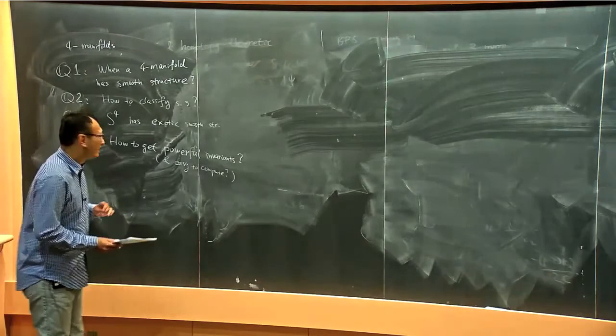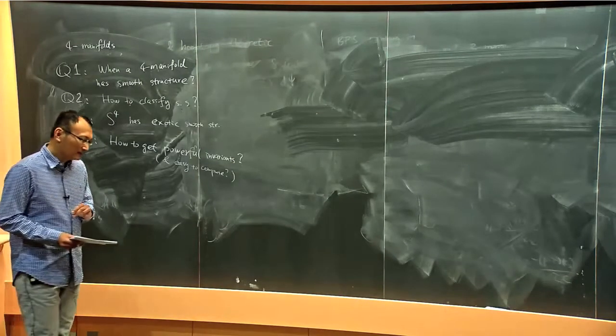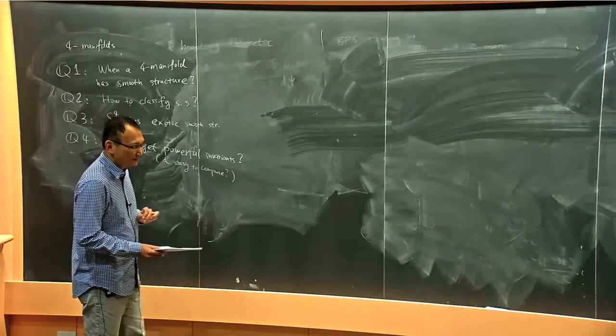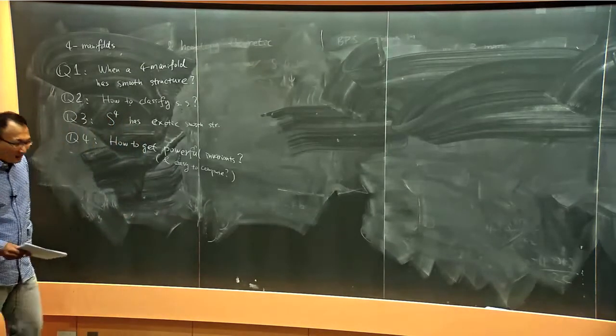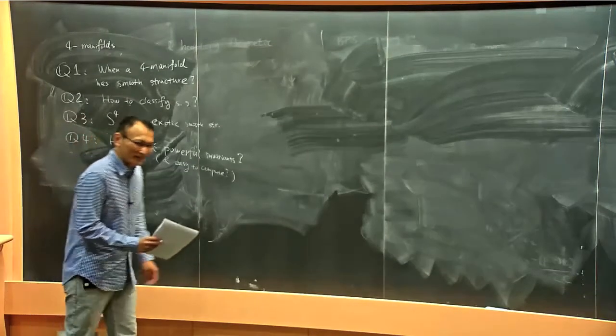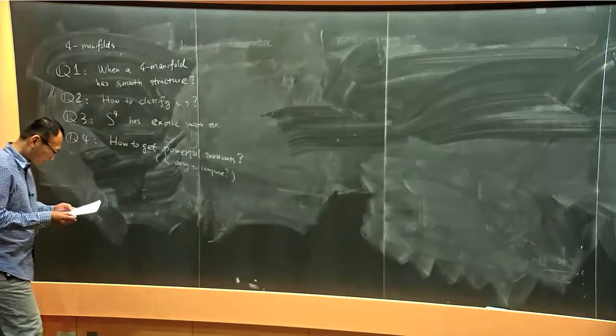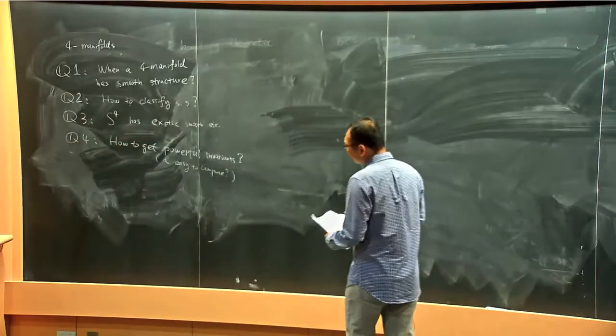But we still do not know whether WRT classifies three manifolds. It's not clear, and probably... Okay. Well, I will not offer my opinion on that. Okay. So how to get powerful invariants?